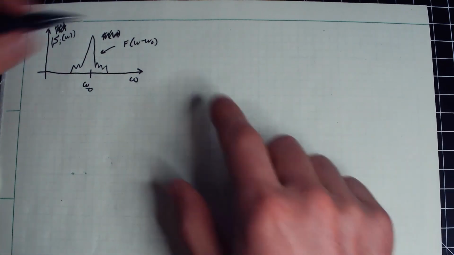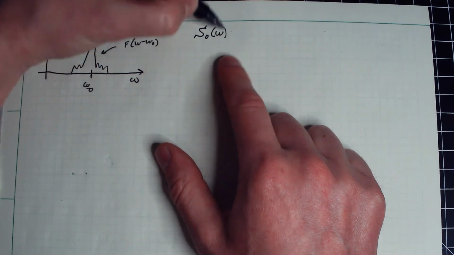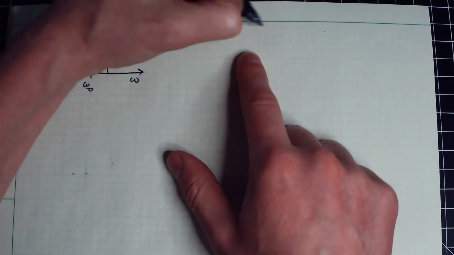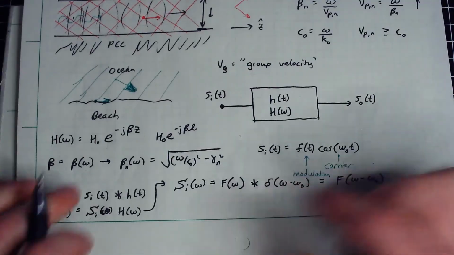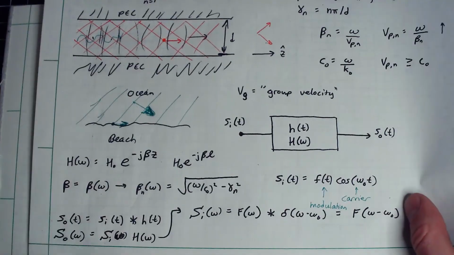So what happens now? Well, all that means is I have my output signal as a function of omega is going to satisfy, I'm just going to plug in these definitions. So I'm going to plug in this definition here and this guy over here for my product.